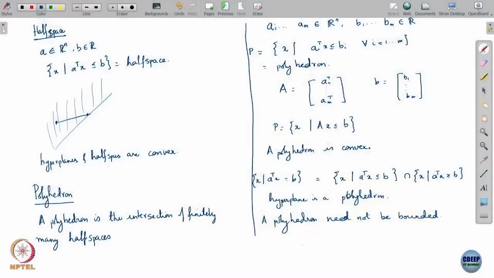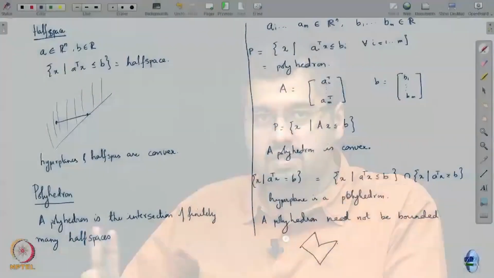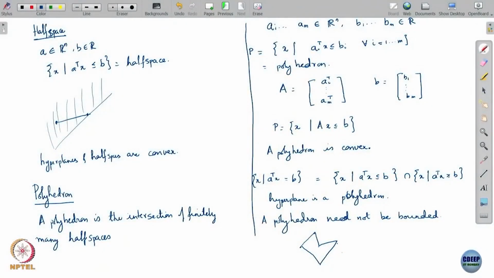Okay. Now, polyhedron should not be confused with another common term that is used, which is polygon. A polygon often stands for something like this. Some set like this is often what is referred to as a polygon. That is not what we mean by polyhedron. This sort of set, the one I have drawn right here, is actually not even convex. Okay. So, a polyhedron for us is the intersection of half spaces.